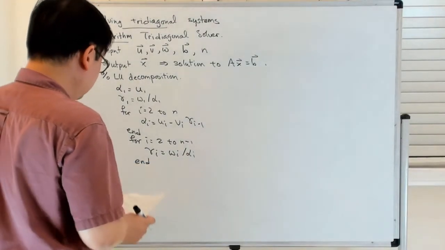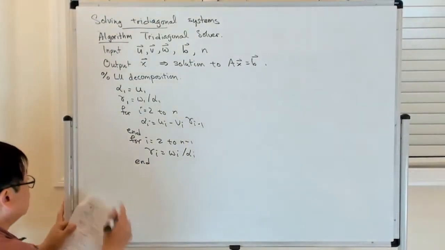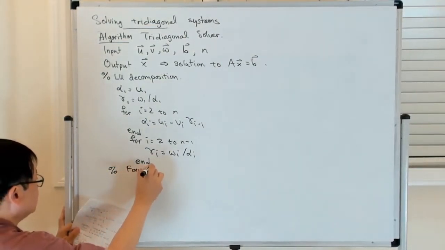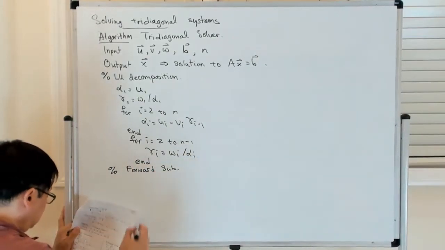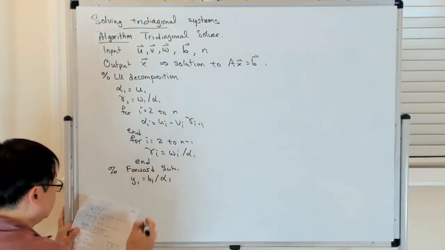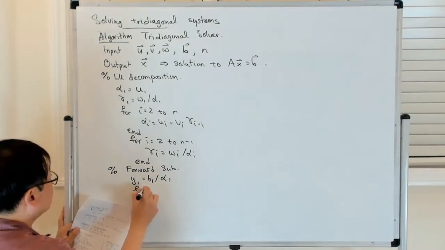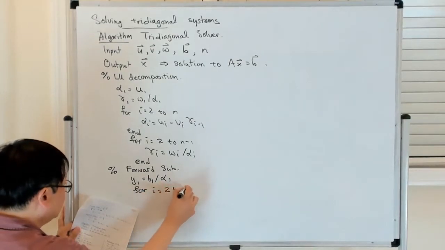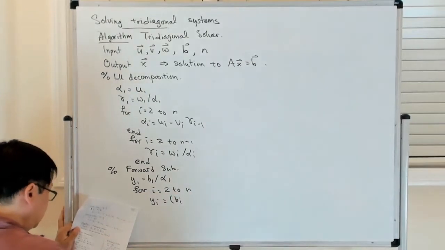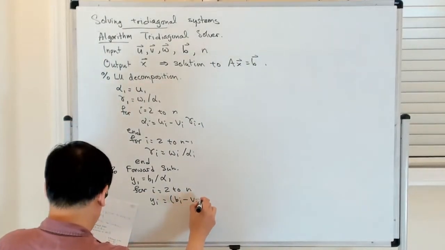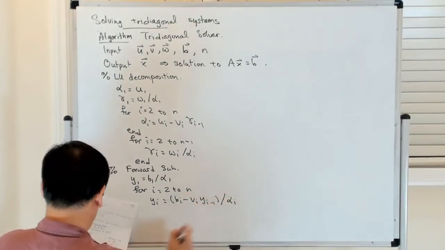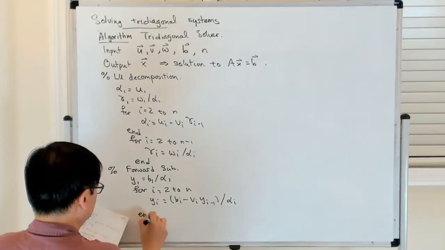Okay, so now I can do the forward and backward solves, forward and backward substitution. So this is the forward substitution. Okay, y1 is equal to b1 divided by alpha 1. And then for i equals 2 to n, you do the following: yi is equal to bi minus vi yi minus 1, whole thing divided by alpha i, and you end the for loop.